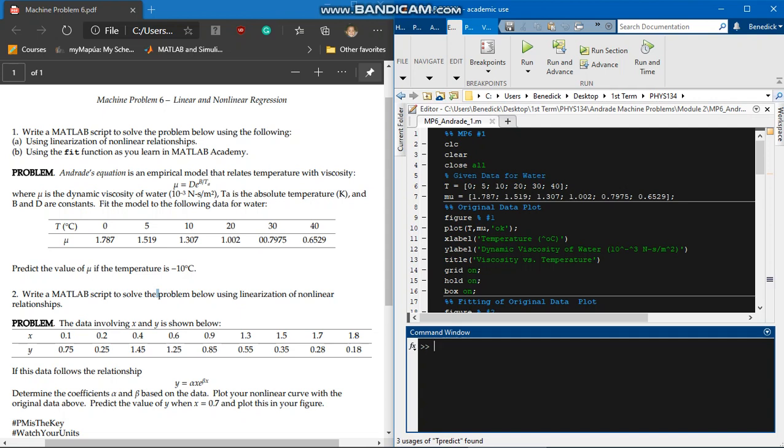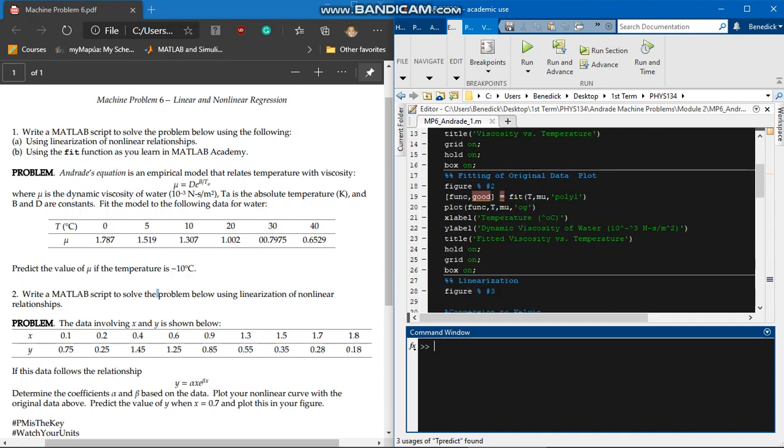For the first figure of my code, I plotted the original data, which is just the plot function with T as x and mu as y. I also use 'o' for the markers. The x label is temperature, the y label is mu, which is the dynamic viscosity of water, and the title is the temperature dependence of viscosity.